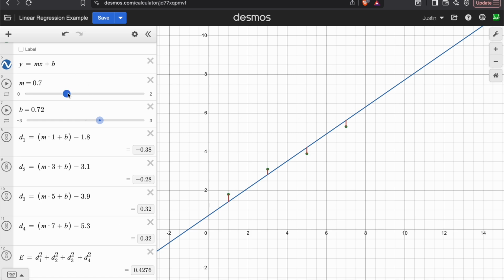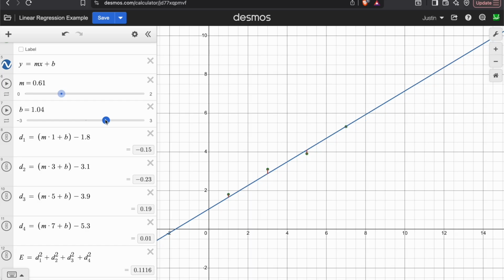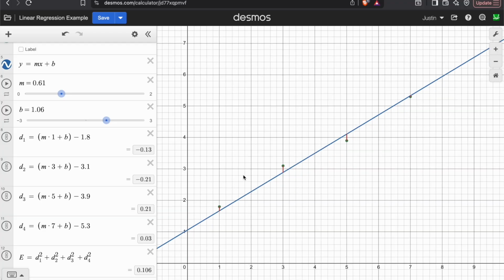Can we do better? Well, let's see. Maybe if I bring this guy down a little bit more, bring this guy up a little bit, and yeah, it's getting a little better. 0.28, all right? Maybe if I bring him down a little bit more. Let's bring him down to like 0.6. Okay, now our error's at 0.3. If I bring it up, look at that. It went down to 0.10. So this isn't a terrible approximation of these points.